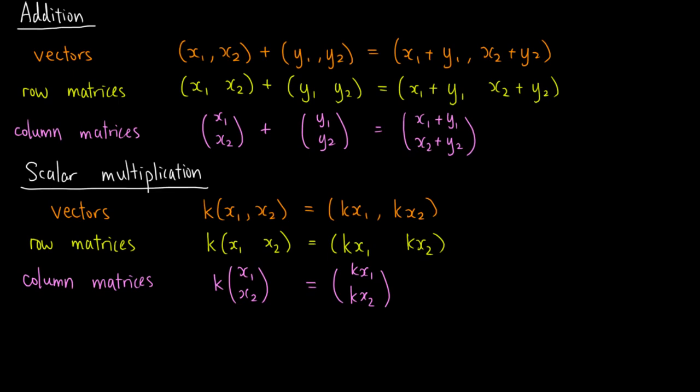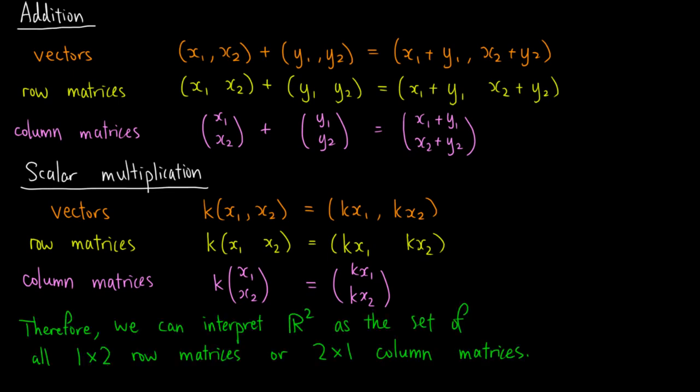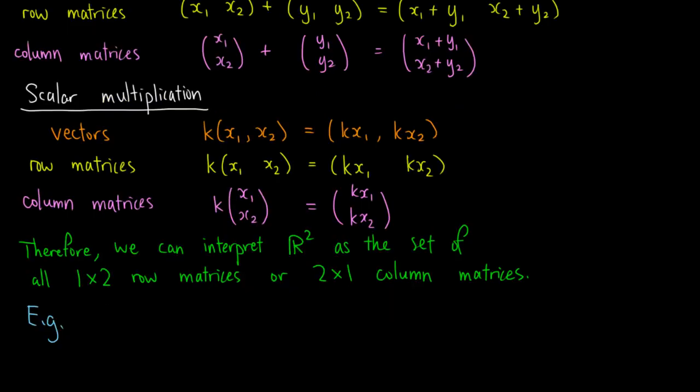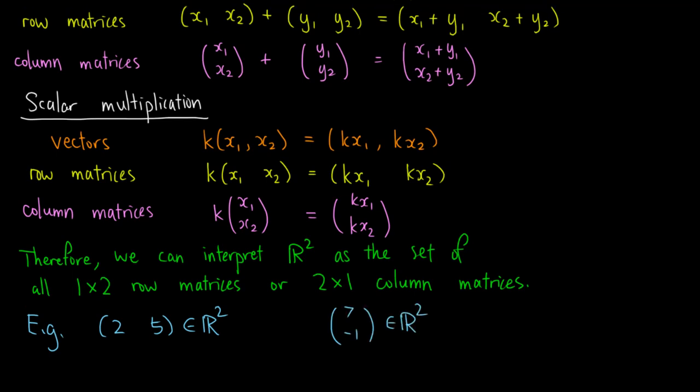From this observation, we can interpret R2 as the set of all 1x2 row matrices or 2x1 column matrices. For example, the row matrix [2, 5] can be regarded as an element of R2, and the column vector [7, -1] can also be regarded as an element of R2.